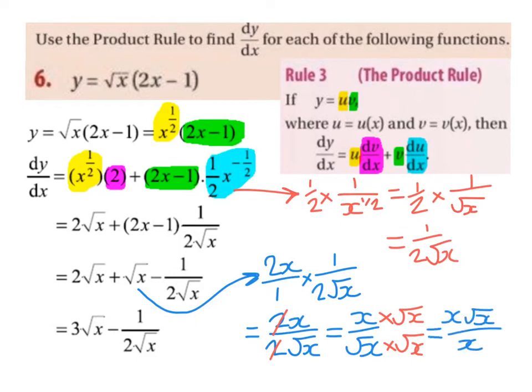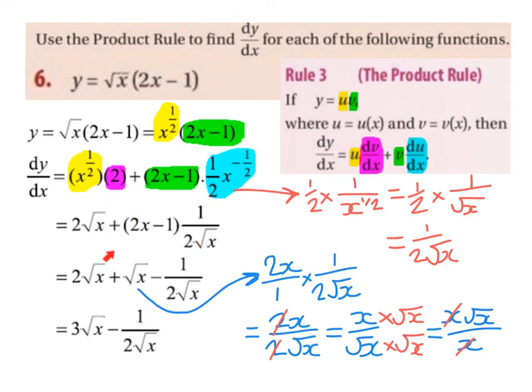And that gives us x root x over x. Because x times root x, we just stick them together. And root x times root x gives us x. And then the x's will cancel. And just leave us with root x. So you could say it leaves us with root x over 1 or just root x. So that's where the root x comes from. So 2x multiplied by 1 over 2 root x is root x.